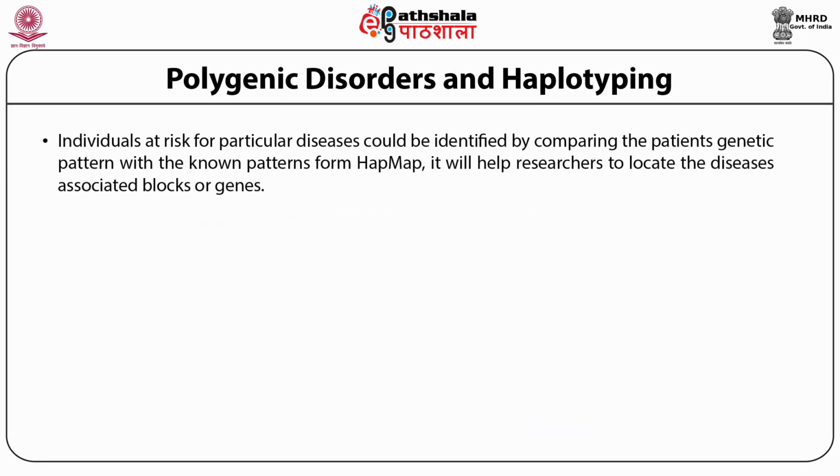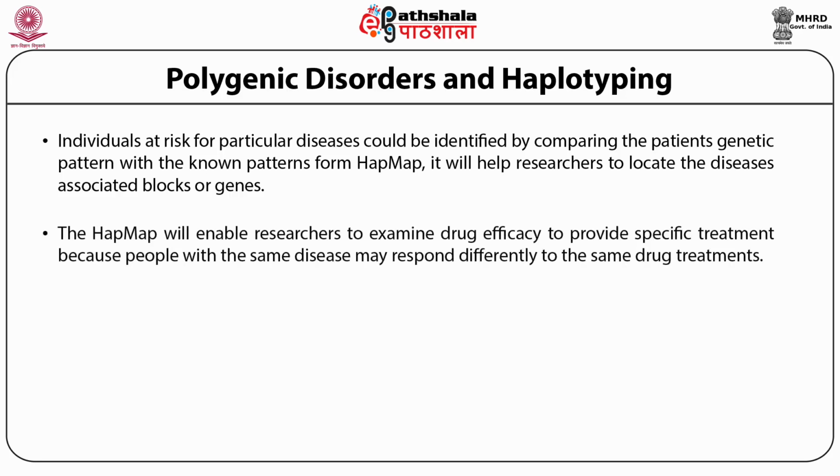Individuals at risk for a particular disease could be identified by comparing the patient's genetic pattern with the known patterns from HapMap. It will help researchers to locate the disease-associated blocks or genes. The HapMap will enable researchers to examine drug efficacy to provide specific treatment, because people with the same disease may respond differently to the same drug treatments. Finally, haplotype mapping will disclose the role of disparity in individual responses to environmental factors.